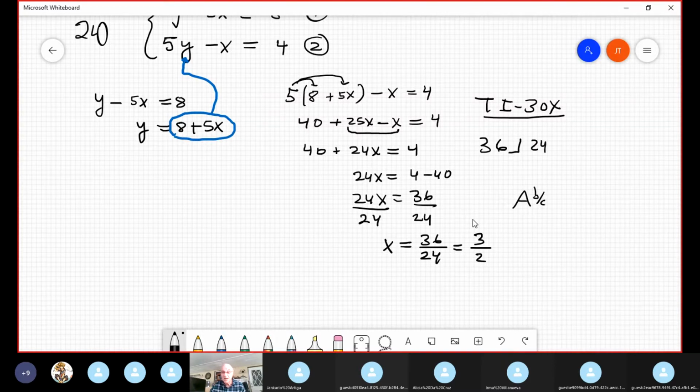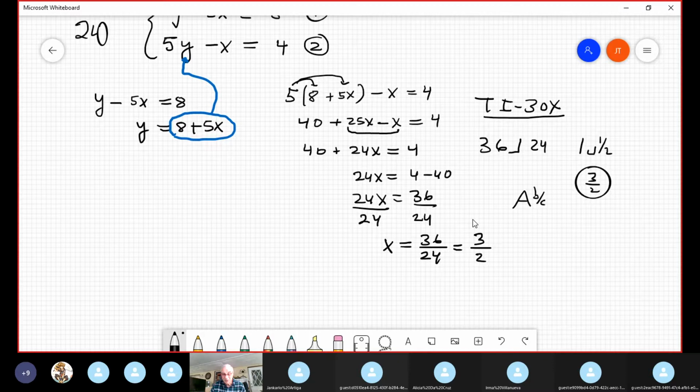Bang. I have one answer, it is 1.5. If you want to convert it as an improper fraction, you multiply 2 times 1 is 2 plus 1 is 3 halves. And we get exactly the same.